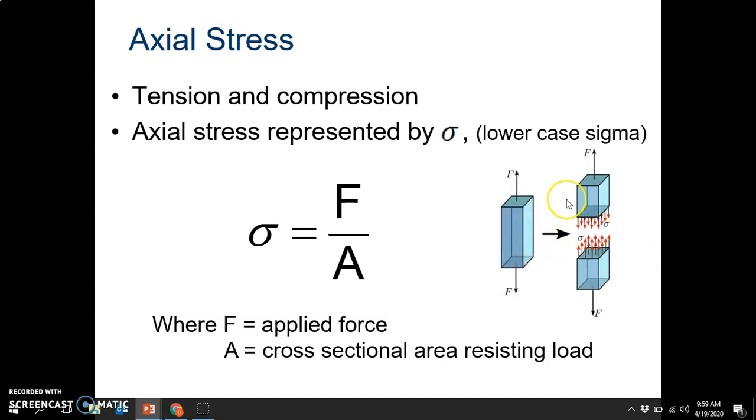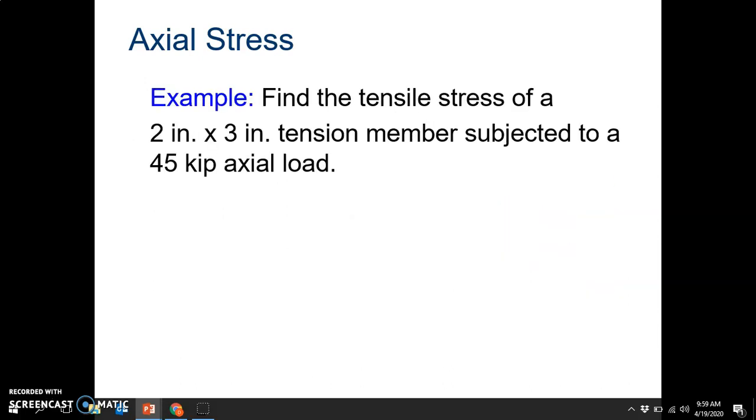And here's just your little diagram of it. You have your member right here. And then in this case, it's almost as if you're pulling the member apart. That would be tension. So the force is the F right here. And the area is this area of the cross section right here. So you take this force, divide it by this cross-sectional area, and that'll give you the stress that's acting on this member. So let's do a real quick example.